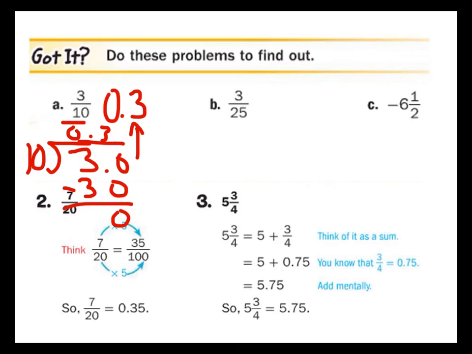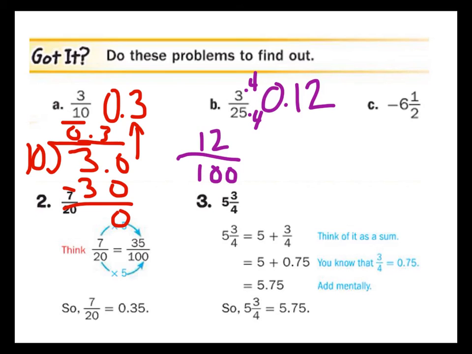All right, B, what did you guys get? Caden. 0.12. Good. How did you do it? I knew the 25 goes into 100 4 times, so I multiplied 3 by 4. Very good. He multiplied by 4 on both the top and bottom, which gave him 12 over 100. Okay? Excellent.